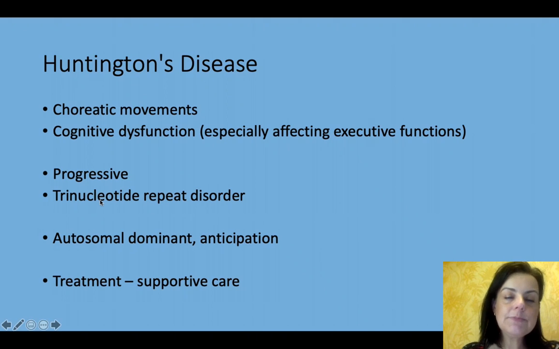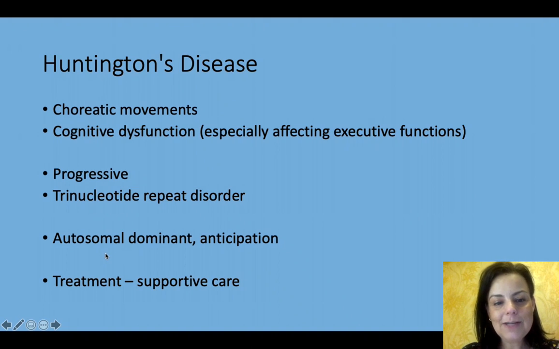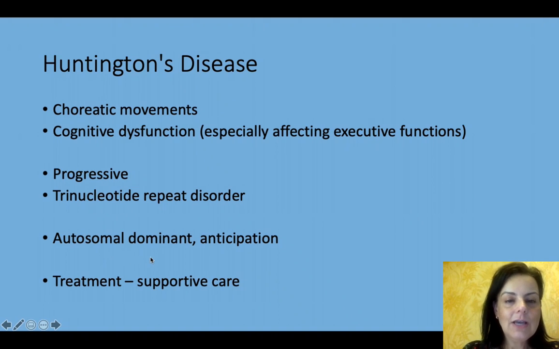You remember that it's progressive. It's one of those trinucleotide repeat disorders, inherited in an autosomal dominant manner, and there's anticipation. No treatment. We have treatment for symptoms, so we can give him stuff for the chorea. But otherwise, it's supportive care. It's just all supportive care. We don't have anything to reverse the disease.